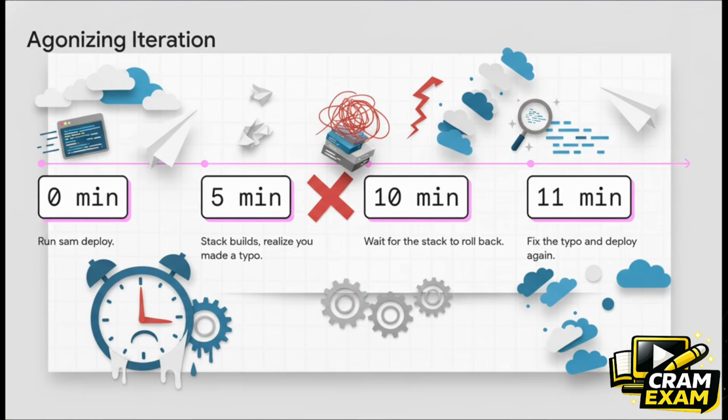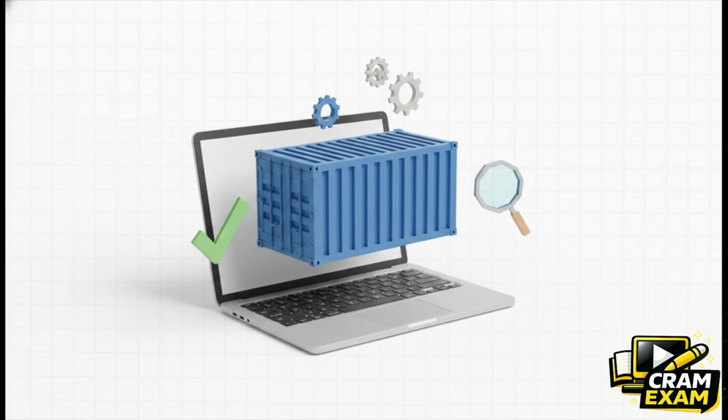But listen close, because this is where people mess up big time. They write their code, run sam deploy, wait 5 whole minutes for the CloudFormation stack to build, realize they made a dumb typo, wait for the stack to roll back, fix the typo, and then deploy all over again. Your iteration cycle becomes agonizingly slow. You are just bleeding time and money at that point. I mean, think about that for a second. Why on earth are you testing in the cloud when you can test right on your laptop?